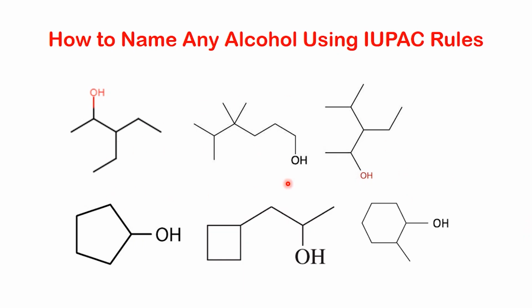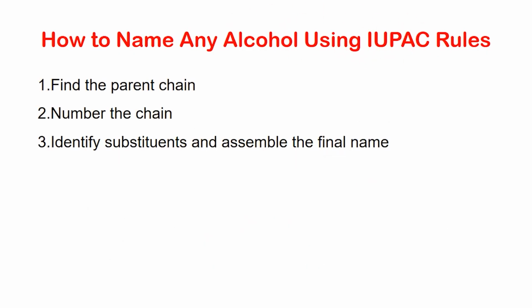Have you ever looked at a molecular structure and wondered how chemists turn that drawing into a precise name? At first glance, the structures may look complicated and the names may seem long, but the system behind them is logical and consistent. In this lesson, you will learn how to name alcohols using IUPAC nomenclature. We will move step by step from simple molecules to more complex ones. For every example, we will follow the same three-step method.